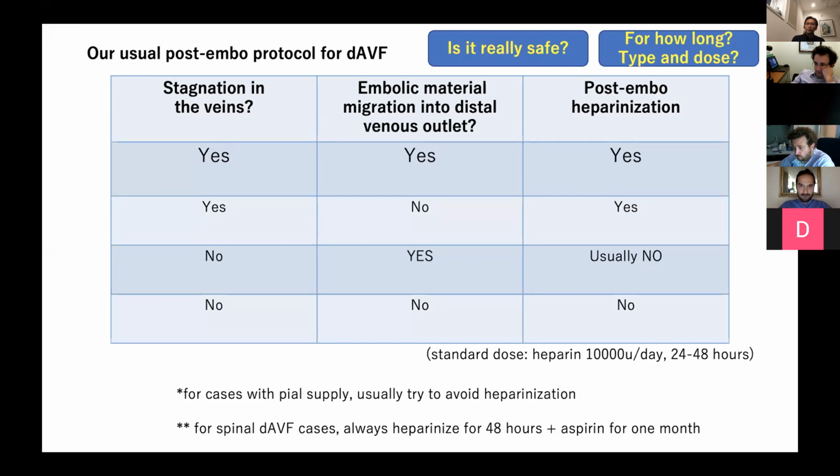Yeah, you're absolutely correct. After seeing a case like this, we tend to give more heparin, but it's very rare to experience this kind of venous thrombosis after embolizing an intracranial dural AV shunt. So yes, we are still reluctant at giving the heparin to this.